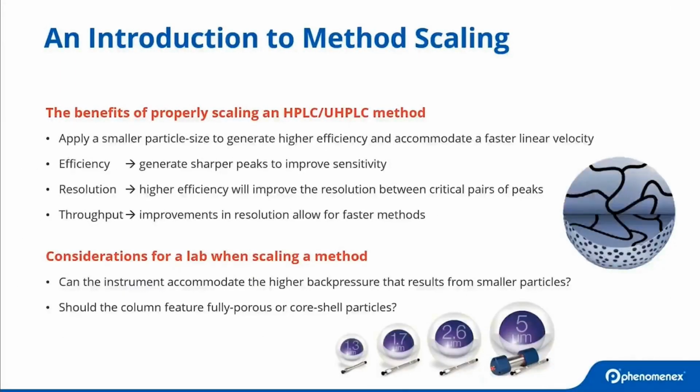So when we talk about the benefits of scaling an HPLC method to UHPLC, we are speaking primarily to improvements towards efficiency, resolution, and throughput. By efficiency, we are specifically talking about generating sharper peaks. So with sharper peaks, you certainly improve your sensitivity, and you also benefit the resolution that can be attained during the method, specifically the quality of the separation that distinguishes one peak from any neighboring peaks.